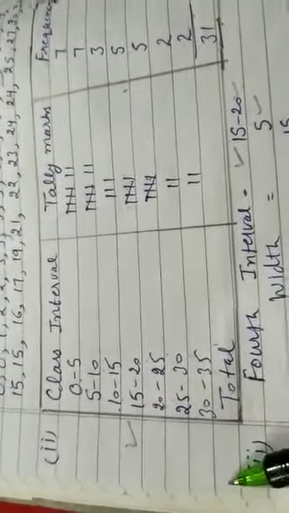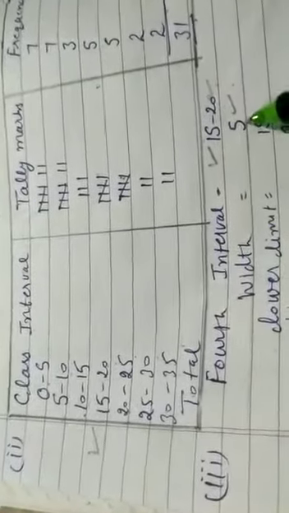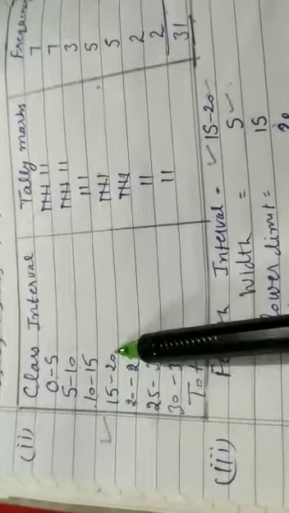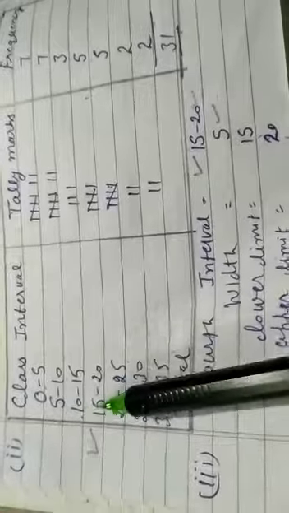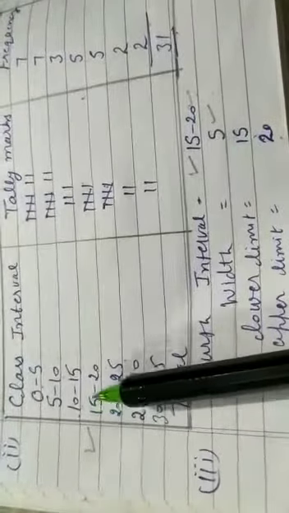Now in the third part, we have to see the fourth interval. Which is the fourth interval? 1, 2, 3, 4. This is the fourth interval: 15 to 20. Width means size. We have to tell how much width there is. When we have to find the width of 15 to 20, it is 20 minus 15. Upper limit minus lower limit. We will find the class size or width.